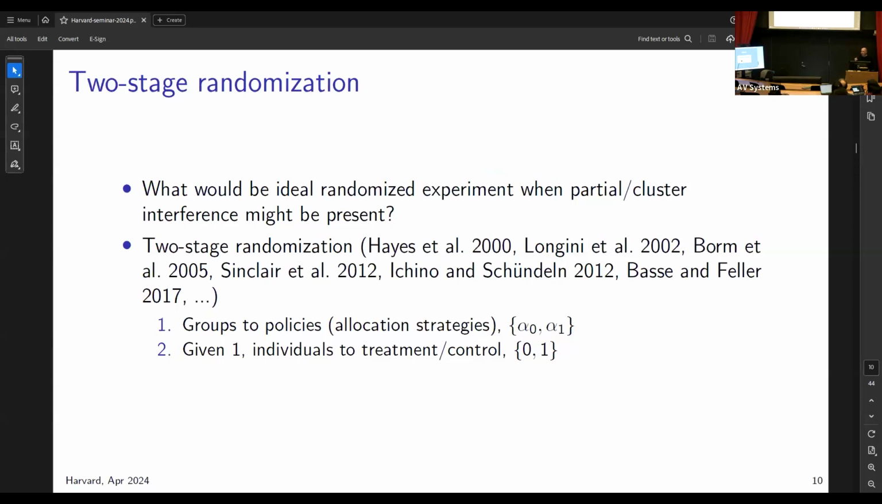We know in causal inference, if you do a randomized experiment, drawing causal inference is straightforward. So you might think in this setting, what would be kind of the ideal randomized experiment to do? So one idea would be to do a 2-stage randomized experiment, where in the first stage, you randomize clusters to different policies, different alpha values. And then in the second stage, randomize individuals to treatment or not, depending on the policy assigned to a group in the first stage.